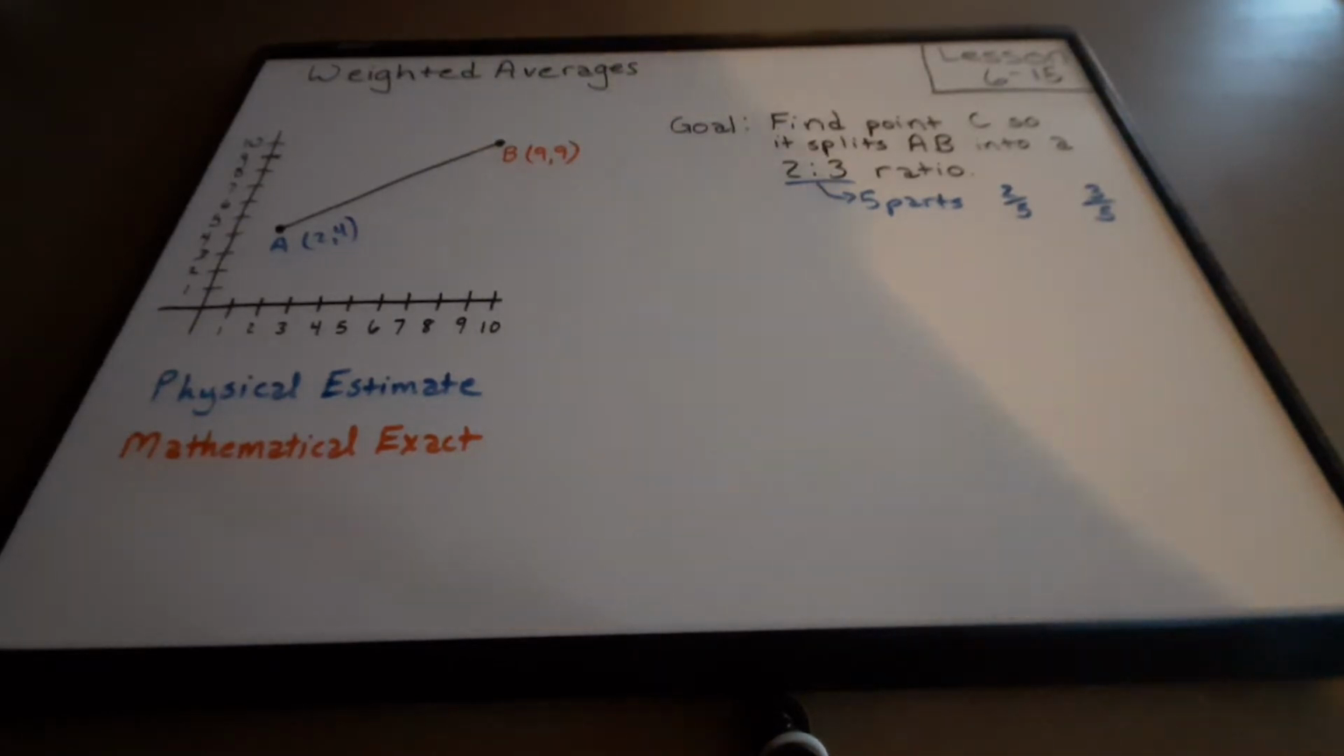Now, the first thing that I want you to see is a physical estimate. Now, I'm going to draw this out. I'm not going to be very accurate. That's the problem with a physical estimate, is you're just kind of eyeballing it. It gives you a general idea.